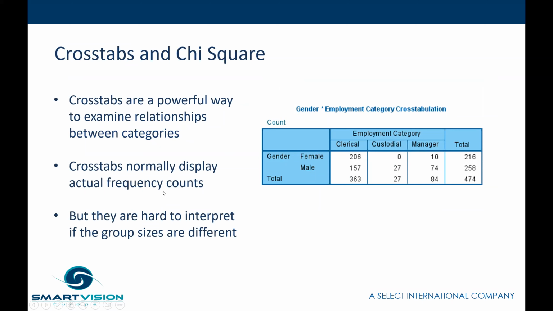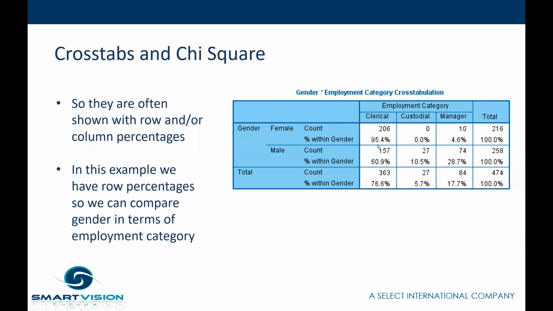Now, the difficulty here, as we can see right away, is that there are 216 females and 258 males. So it's tricky to compare them because the group sizes are different. So what do we normally do? We add to the frequency counts; we add in percentages. And if the gender variable happens to be in the rows, then we ask for the row percentage.